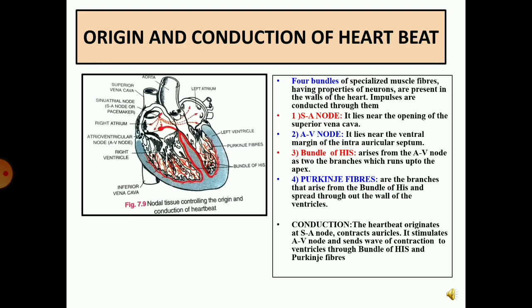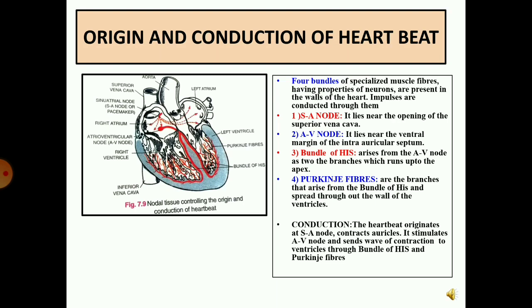They are 2 in number. One goes to the right side, one goes to the left side. Then this leads to the Purkinje fibers. They are branches that arise from the bundle of His and spread throughout the wall of the ventricles. They are the ones that lead to contraction of the ventricles.